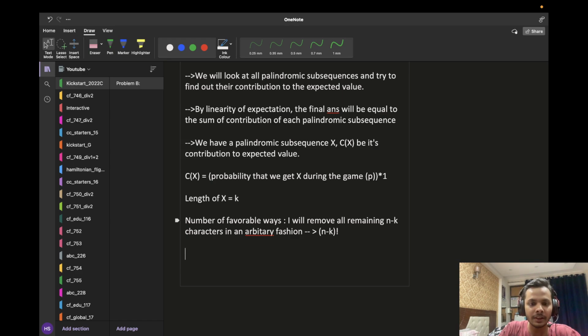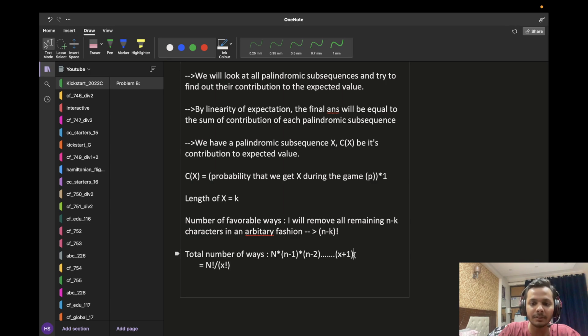And now let's calculate the total number of ways. So we are removing n minus k characters. For the first character, we have n choices. Similarly, for the second character, we have n minus 1 choices. For the third character, we have n minus 2 choices. And for the last character, we will have x plus 1 choices, right? So these are the total number of ways, and this expression is basically nothing but n factorial divided by x factorial, right?